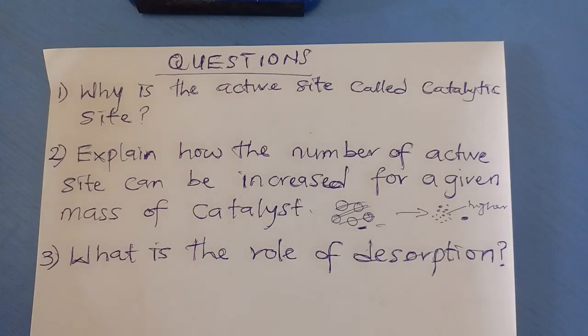And when the number of the active sites is increased, that happens because desorption occurs. So I can simply put it like this, that the role of desorption in the process of catalysis is to make the surface of the solid catalyst free for the fresh adsorption of the reactants on the surface. That means another reactant can bind, can adsorb on the surface of the catalyst.